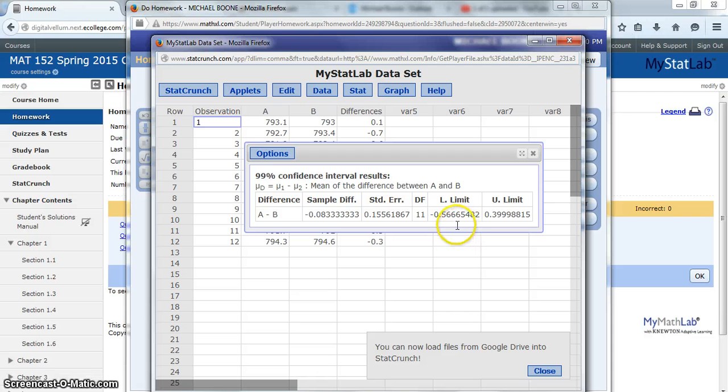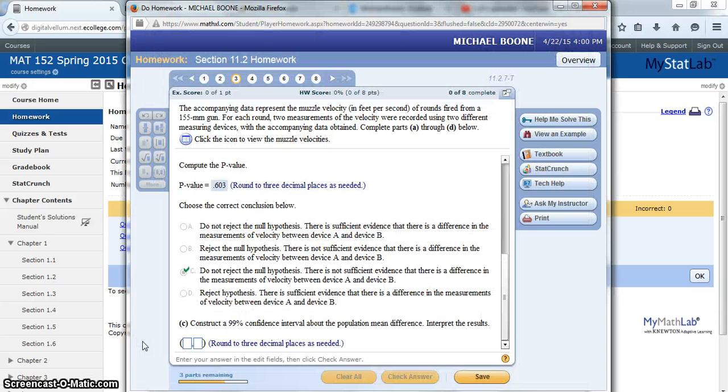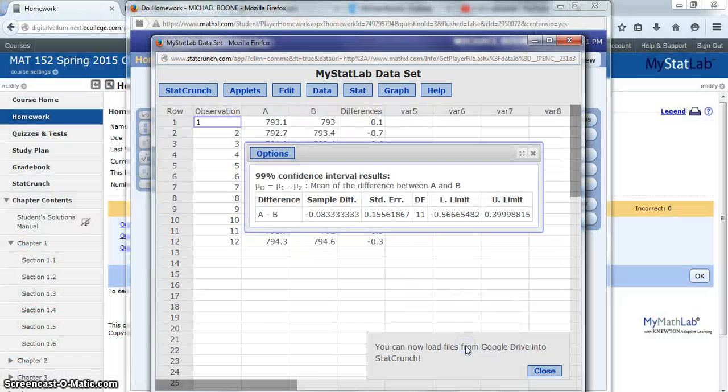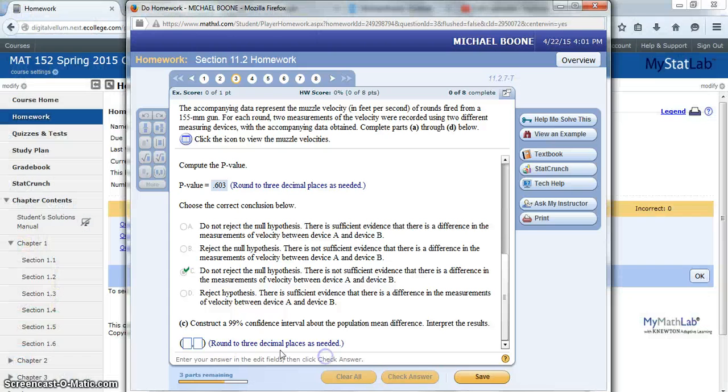Lower limit negative 0.566, 0.3999. So let's see how many decimal places. 3 decimal places. So negative 0.567 to 0.3, looks like 0.400 is what it's going to be. So let's check that, and then let's understand why we did not reject.